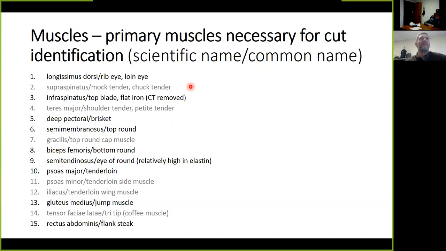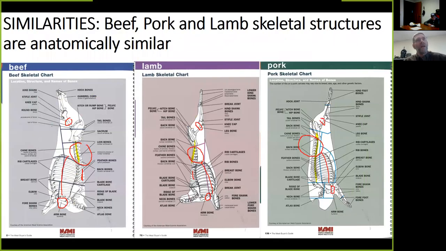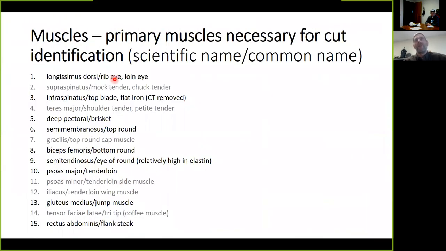So let's go back. The longissimus dorsi runs along the back on either side of the backbone, dorsal. The reason it's called longissimus is because it inserts back here in the hip and runs all the way up between the shoulder blades and inserts in the front shoulder. It's longissimus, the longest muscle in the carcass. Dorsi, because it's dorsal, the top of the back of the animal. So that's a longissimus dorsi.